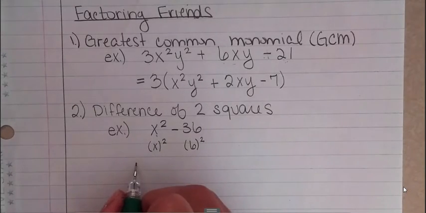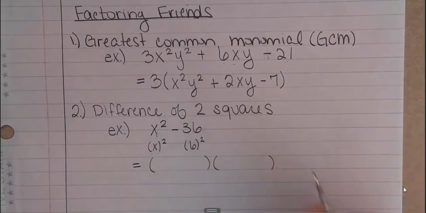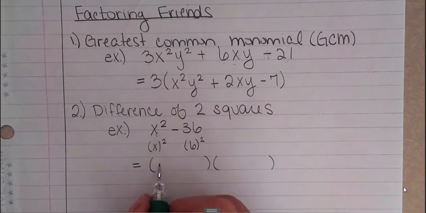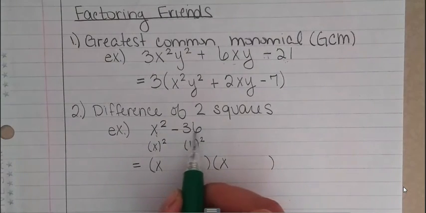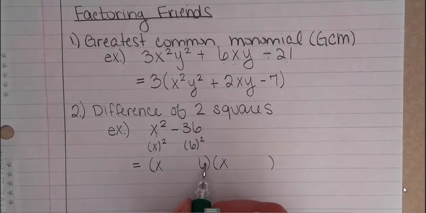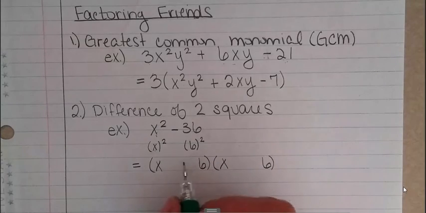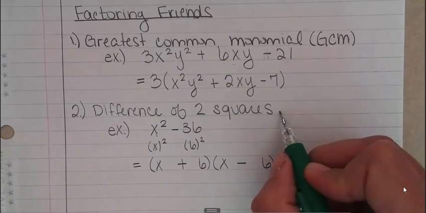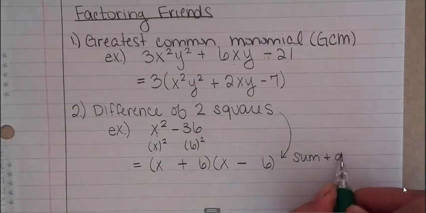So when I factor this, all I do is I take the square root of my first term, and I put that in each binomial as my first terms. I take the square root of my second term, and I put that as my last terms. And here's where it gets a little tricky. You have to use a sum and difference pattern. So a difference of 2 squares results in a sum and difference pattern.